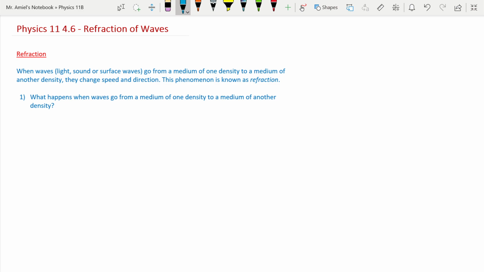Hi there, physicists. This is going to be lesson 4.6 on refraction of waves. So to get us started, when waves, which can be light, sound, or surface waves, go from a medium of one density to a medium of another density, they change speed and direction. And this phenomenon is known as refraction.